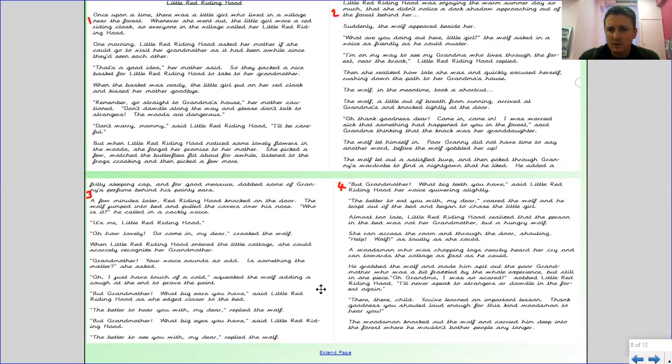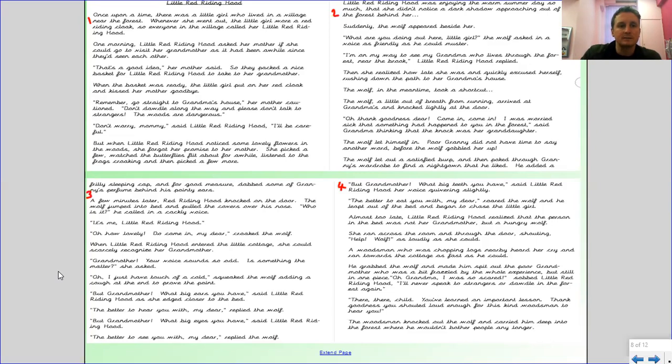"Oh, Grandma, I was so scared," sobbed Little Red Riding Hood. "I'll never speak to strangers or dawdle in the forest again." "There, child, you've learned an important lesson. Thank goodness you shouted loud enough for this kind woodsman to hear." The woodsman knocked out the wolf and carried him deep into the forest where he wouldn't bother people any longer. The end.